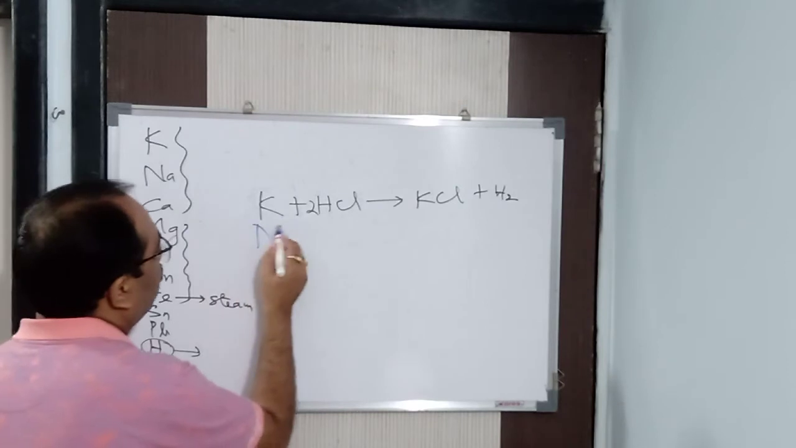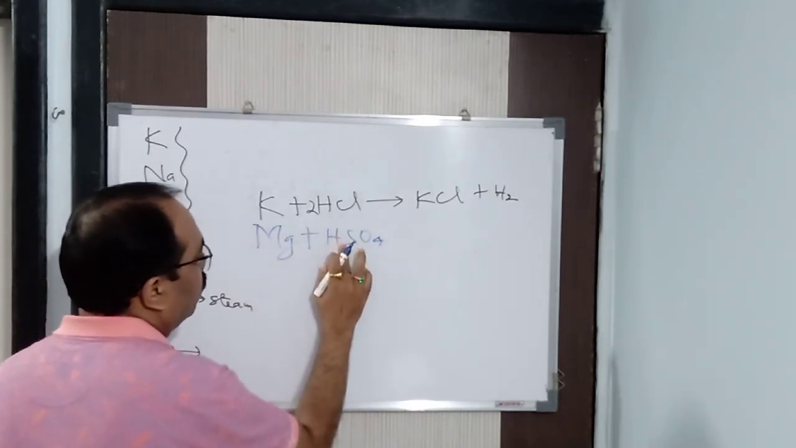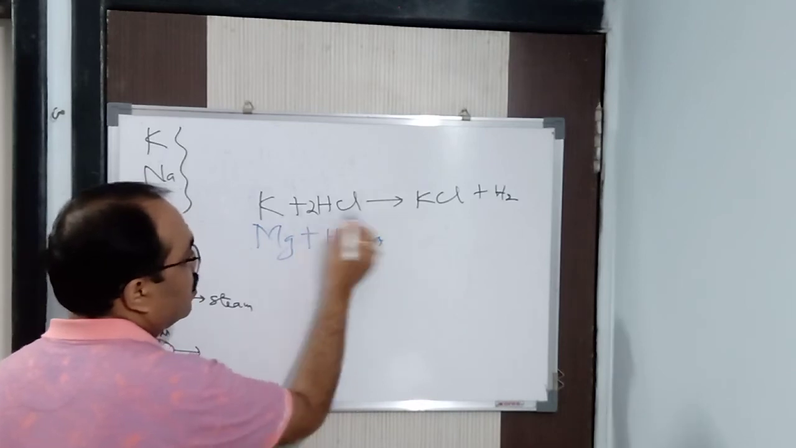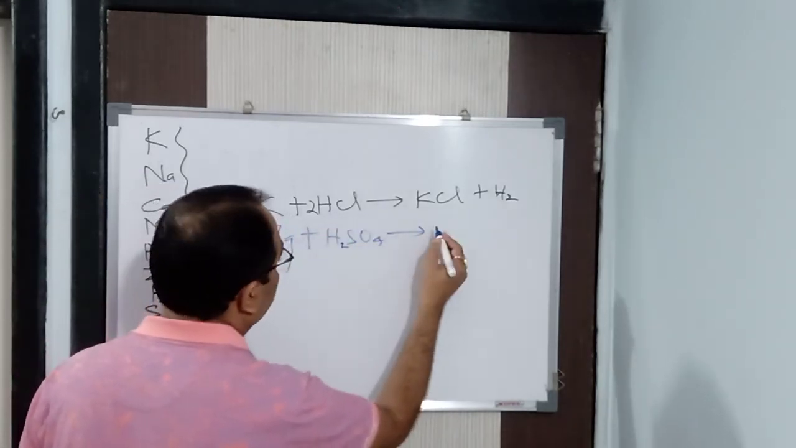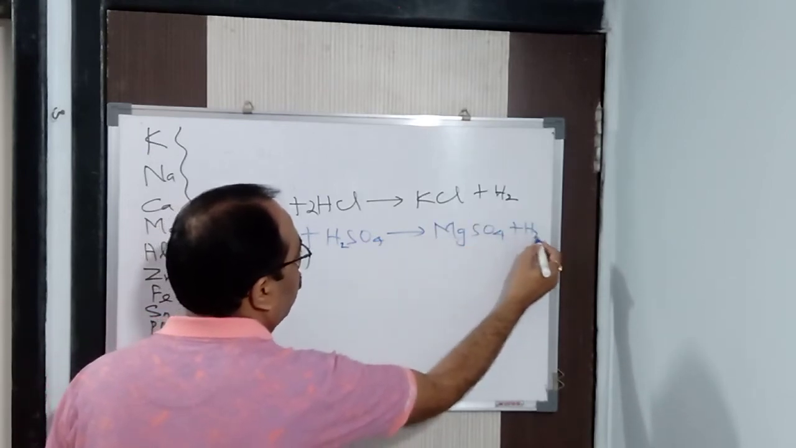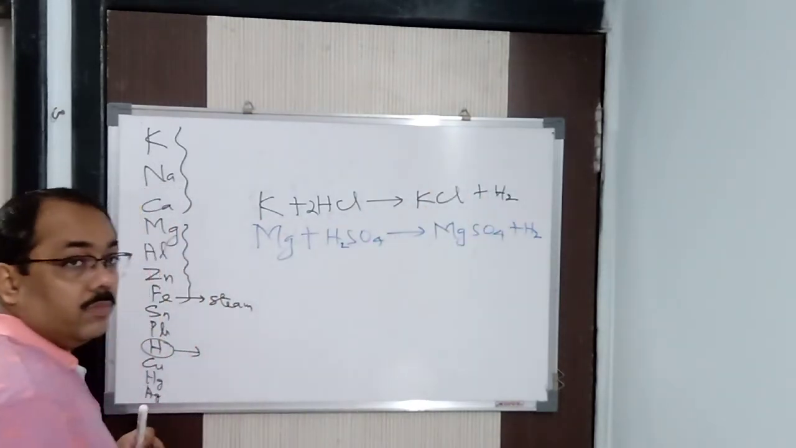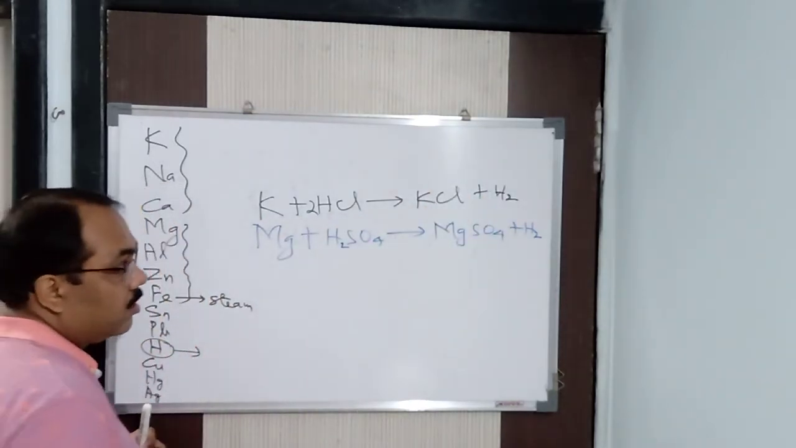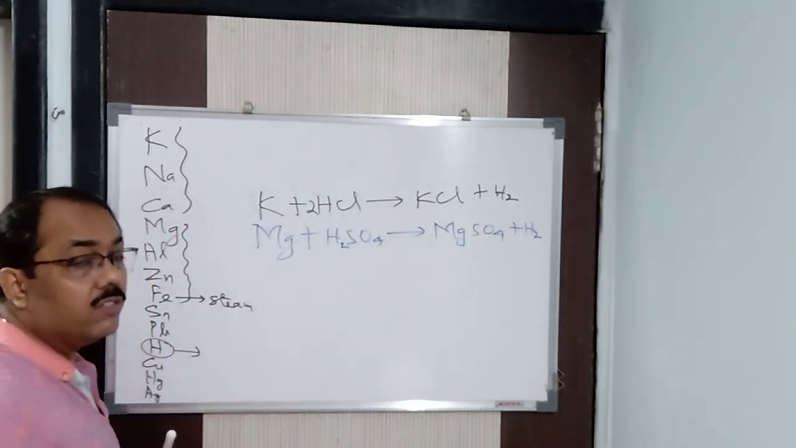Like magnesium, when it reacts with H2SO4, it should be dilute. All these are dilute. If nothing is written, it means it is dilute acid, not concentrated. I'll also tell you what is going to happen if you take concentrated. So MgSO4 and hydrogen gas is evolved. If you take concentrated acids here, then other gases will also be evolved along with it, and you may not get hydrogen in adequate quantity. The yield of hydrogen will be low.